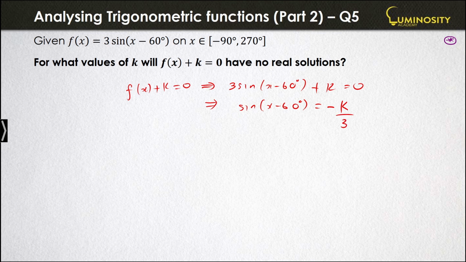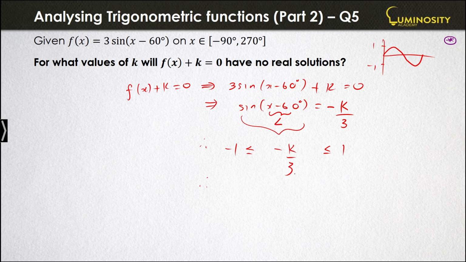Now, sine of x minus 60 degrees, right? This is just sine of an angle. So in the normal sine x graph, the range is between minus 1 and positive 1. So therefore, that means that this graph here must also be between 1 and minus 1. That is when sine has its range values. But sine of x minus 60 degrees is negative k over 3. So I can solve this.